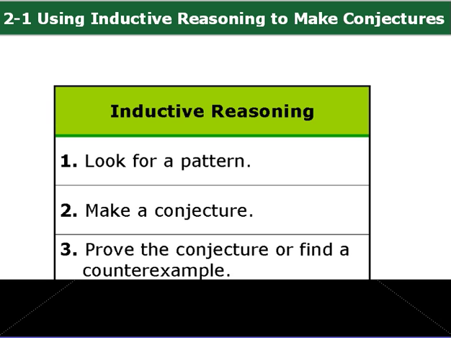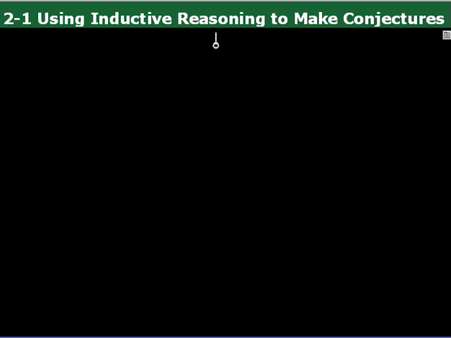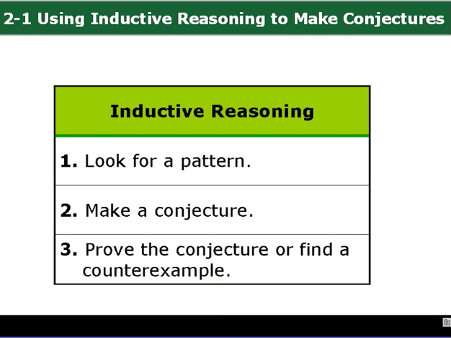So here's what we know about inductive reasoning. We're going to be looking for a pattern. Then, based on that pattern, you're going to make a conjecture. And then you want to check the conjecture to make sure it's true, else find a counterexample to show that it's false.